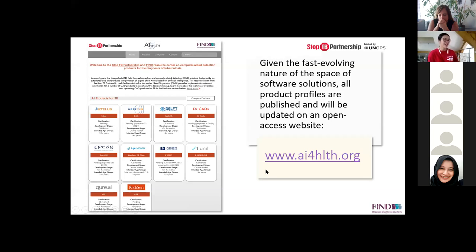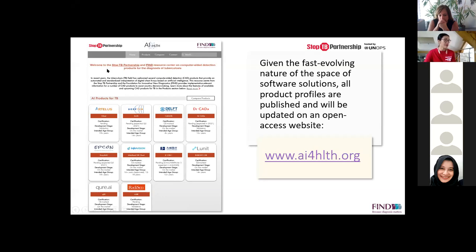As I mentioned, all of the details that I mentioned earlier in the presentation can be found on this website, aiforhealth.org. The reason we host the online repository is also because of the rapidly changing nature of this industry. We will keep maintaining and updating the website. I would just like to quickly show you the basic structure of the website.